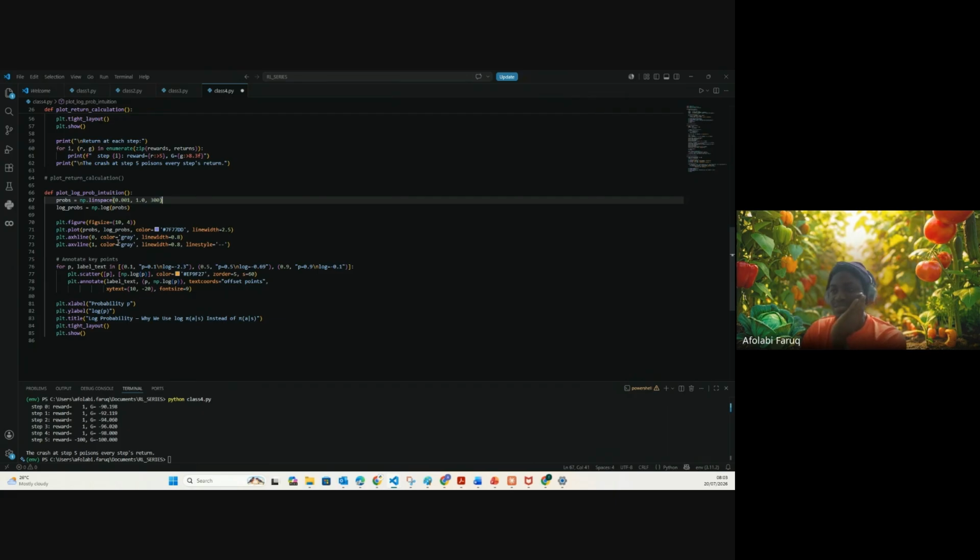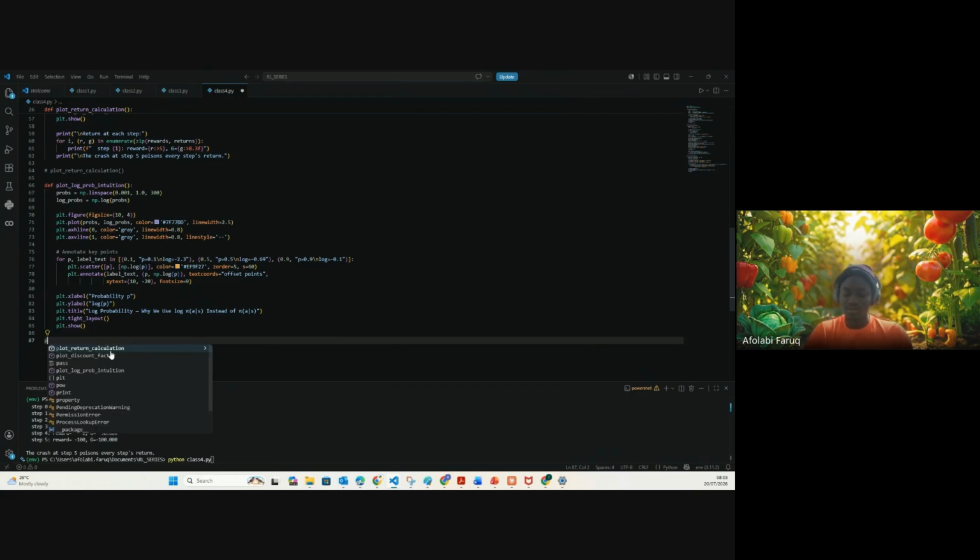Then after doing that, here we are going to have a scatter plot where we are able to annotate key points. So let's take a look at that. So we plot this, we call this function, invoke the function.